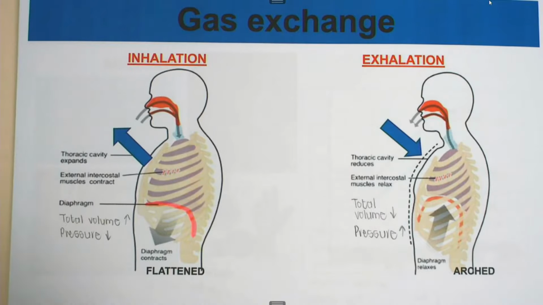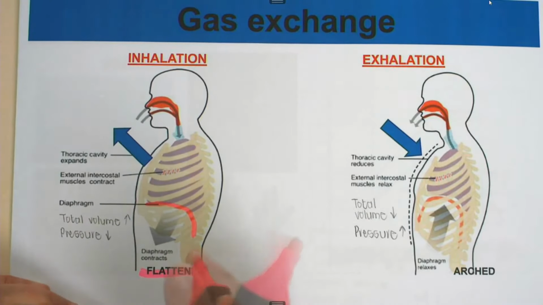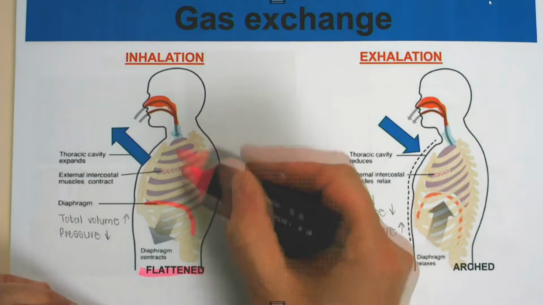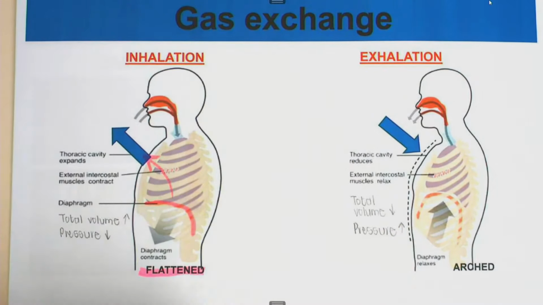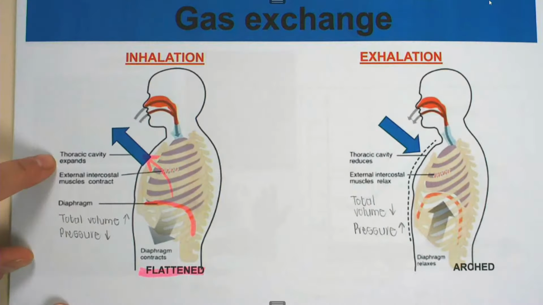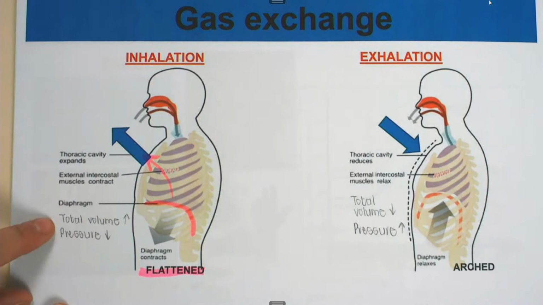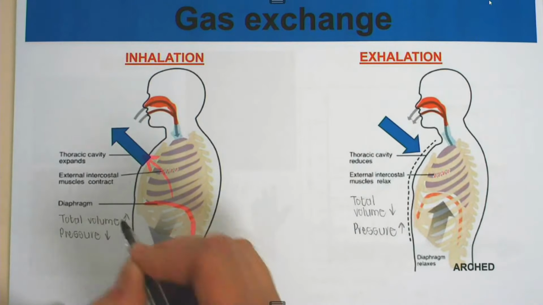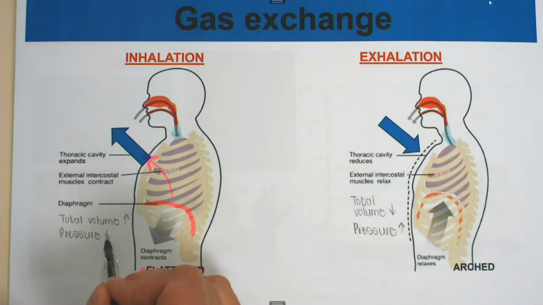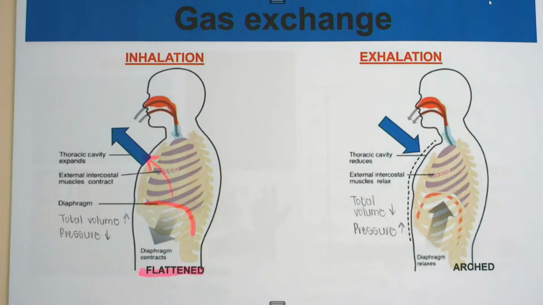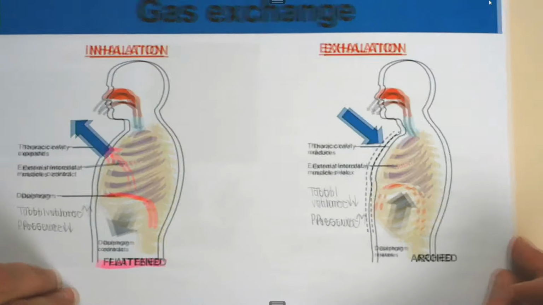And when it contracts, it flattens. It looks as if it's pushing up your chest cavity, so that the chest cavity can expand. What also happens is it's increasing, that is what that arrow means, the total volume of your chest cavity and decreasing the pressure of your chest cavity. All right, that is inhalation. Now what is exhalation?